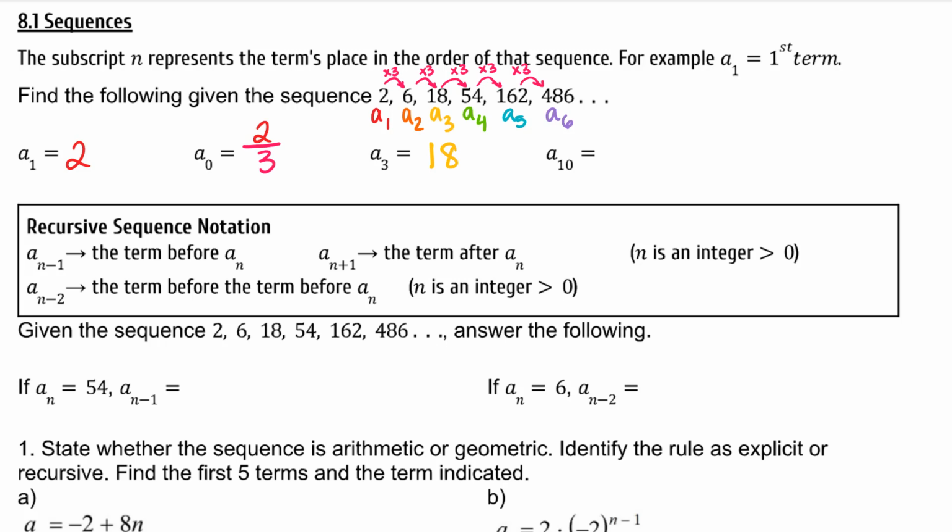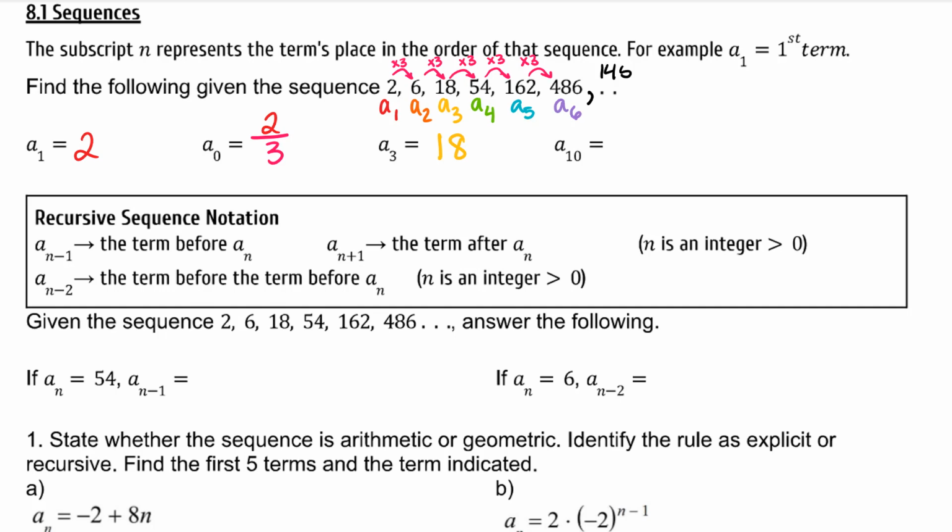To get the 10th term, let's find the next 4 terms in the sequence. So if you keep multiplying by 3, you'll get 1,458, 4,374, and so on. Our 10th term then would be 39,366. And I did not initially write the commas in those numbers to not confuse us with the fact that a sequence is written with commas in between each number.